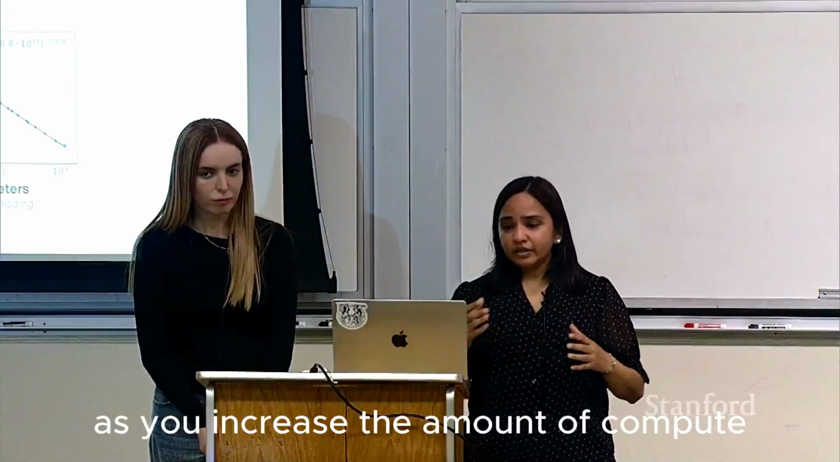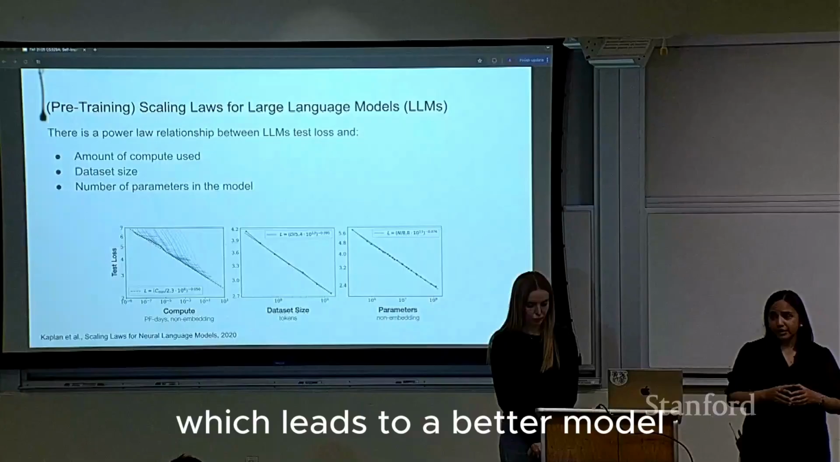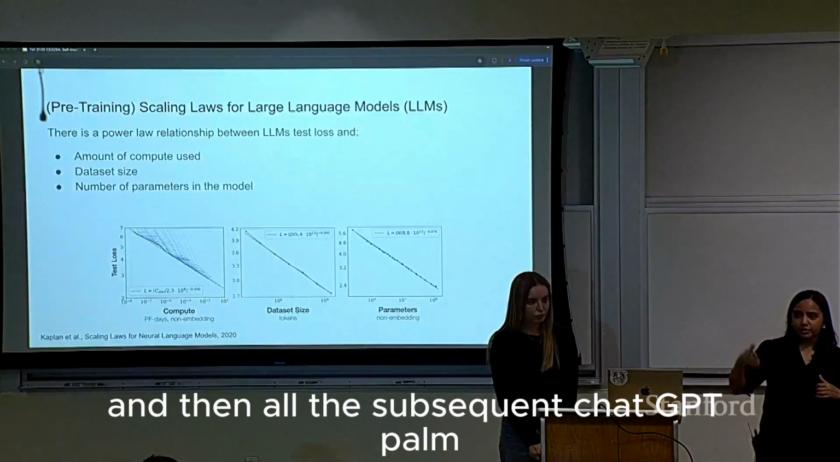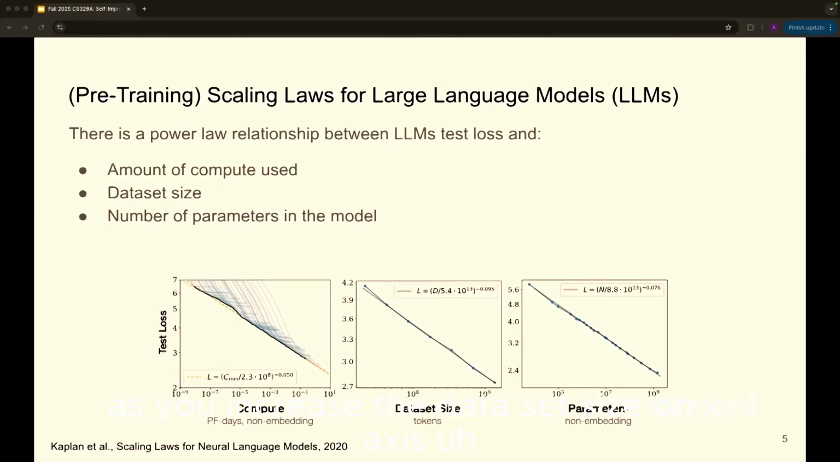There are 3 graphs here. As you increase the amount of compute on the x-axis, the loss function on the y-axis goes down, and the more compute you have put in, the more the test loss goes down, which leads to a better model. That was one big aspect that led to GPT-3 and then all the subsequent ChatGPT, PaLM, Gemini, and so on. Similarly, as you increase the data set size on the x-axis, the test loss goes down further on the y-axis. So that's another axis of scaling that leads to better language models.